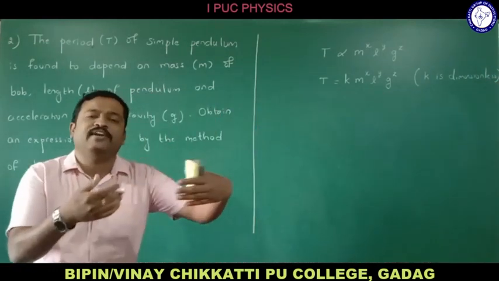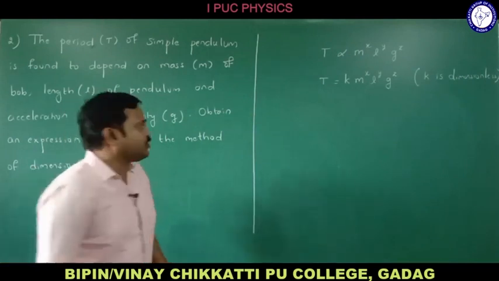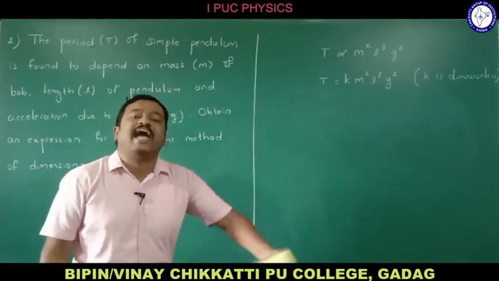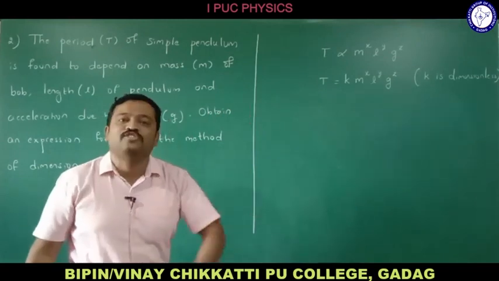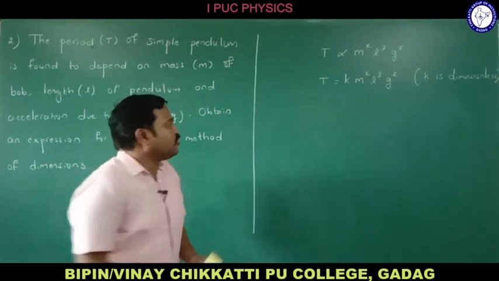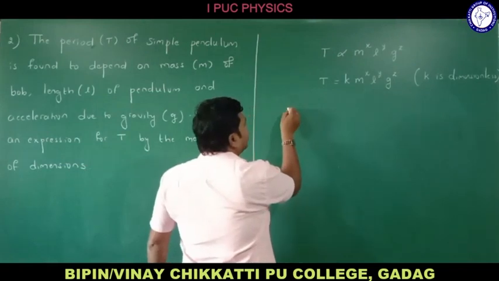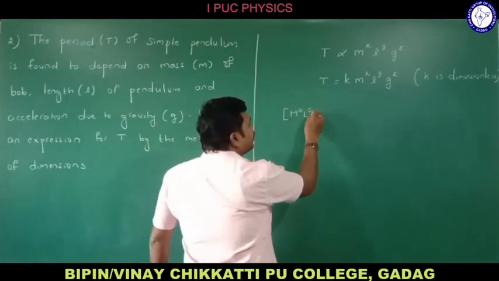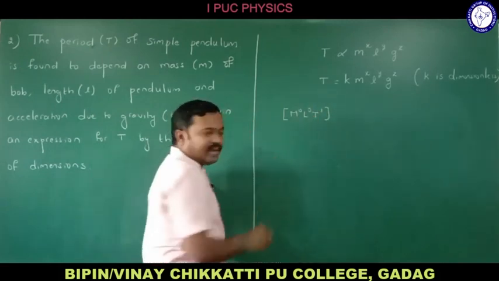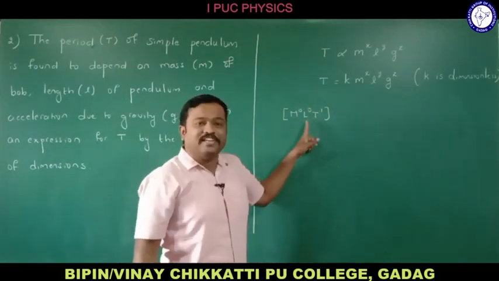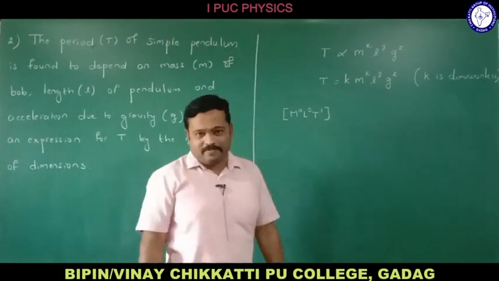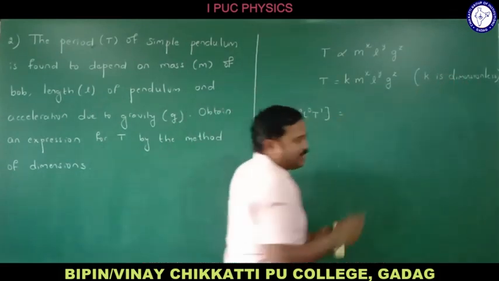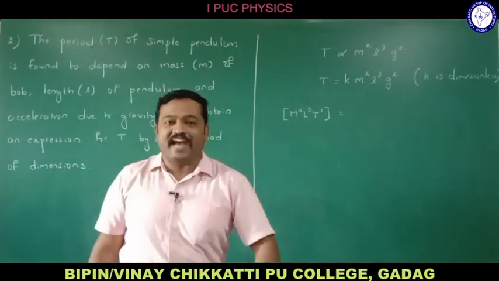Now let me equate the dimensional formula for all these. What is this? This is period. Period means time. Time for one oscillation is called the period of a simple pendulum, so it is nothing but time. So I write the equation like this: M raised to 0, L raised to 0, T raised to 1, because there is only time. Equal to k, and k is dimensionless. It is a constant which does not have any dimensions.